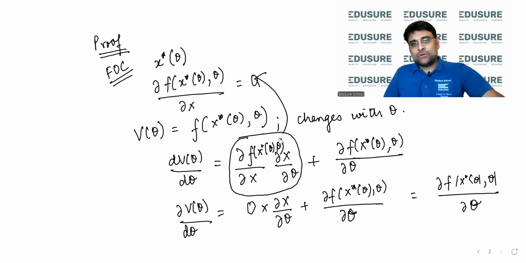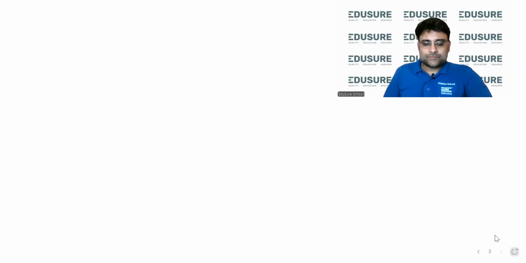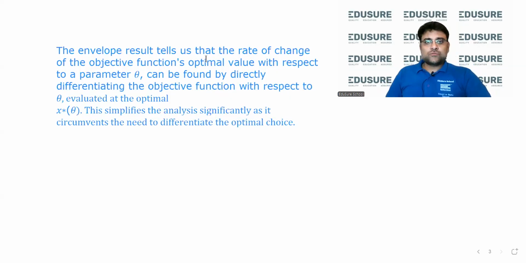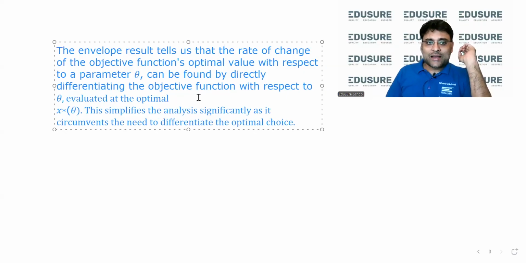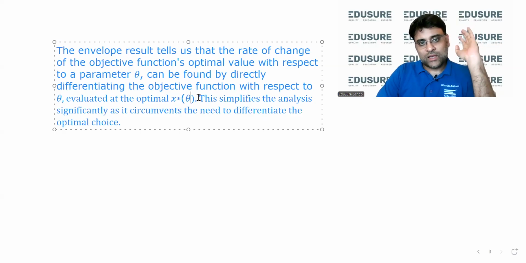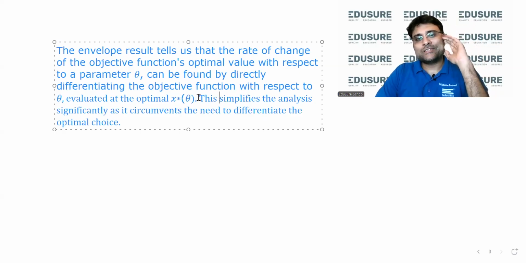If I want to write it down, we can write it down. Let me type it. So this is what I just shared with you. The envelope result tells us that the rate of change of the objective function's optimal value with respect to the parameter theta can be found by directly differentiating the objective function with respect to theta, evaluated at the optimal x star. This simplifies the analysis as it circumvents the need to differentiate the optimal choice.